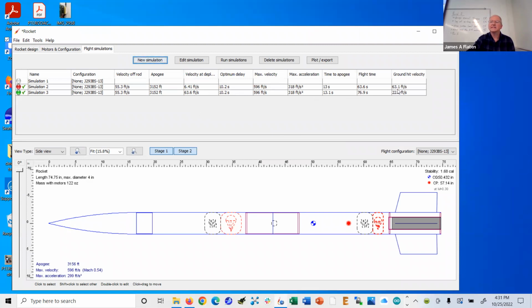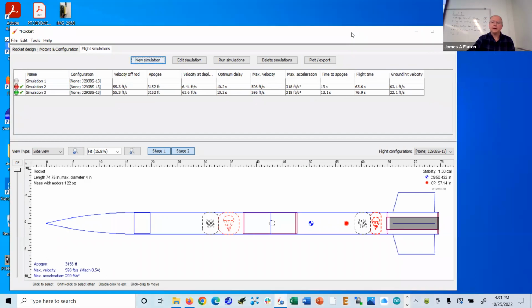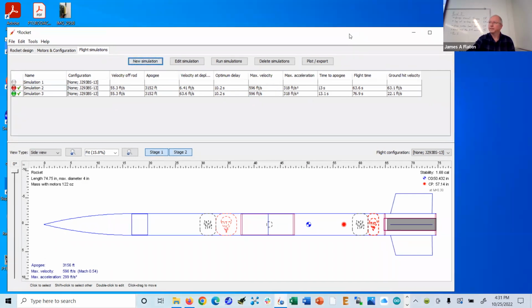Look at that. 63.1 feet. That's before I pulled the second parachute. I forgot, remember? And then I slowed that down to 22 feet. That's much healthier, right? That's it. That's how you draw a rocket from scratch using OpenRocket. Questions? Okay.